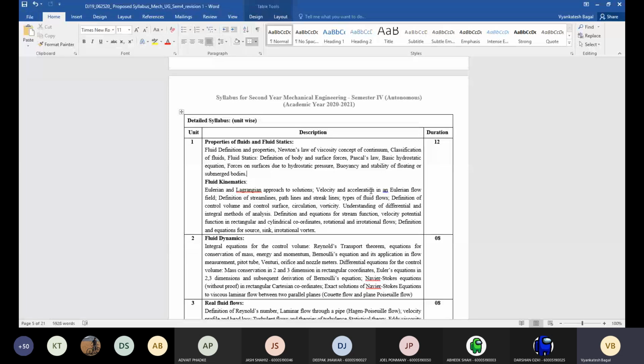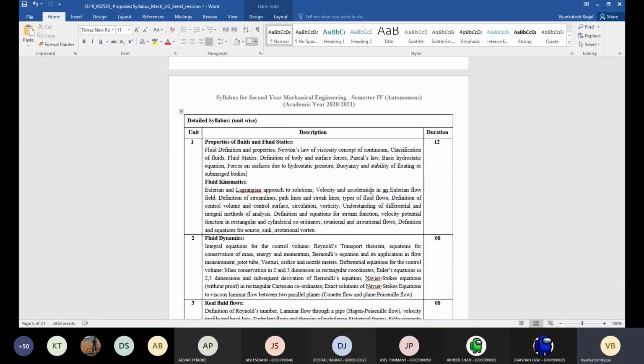Fine. So all that part will be covered in the first half of module 1, which is the properties of fluids and fluid statics. In the syllabus, you may think this is hardly given in 3-4 lines, but even if I go at a very fast speed, it will take a minimum of 6 lectures to cover this. Fine. Then the second half of module 1 will talk about fluid kinematics.